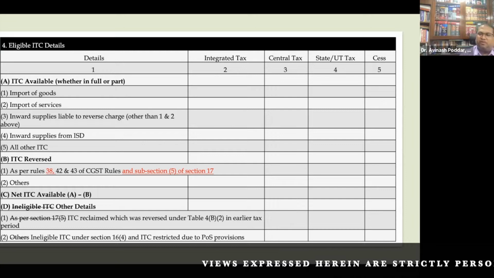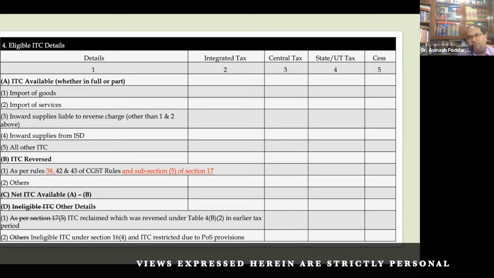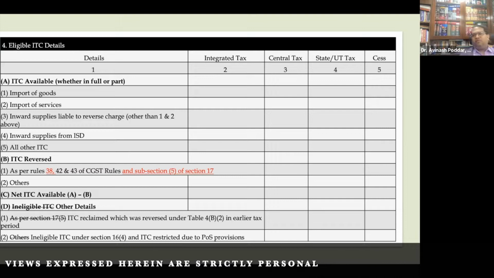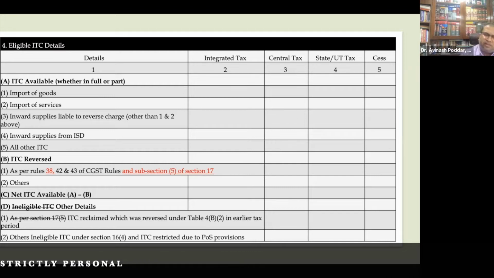जो आपने तब रिवर्सल की थी और अभी आप रिक्लेम कर रहे हैं. So that needs to be shown in 4A5 and 4D1. And then ineligible credits, maybe with respect to 16.4 or maybe with respect to the place of supply provisions or any other reasons, that needs to be shown in 4D2. So this is how the calculations will be done so far as GSTR-3B is concerned.